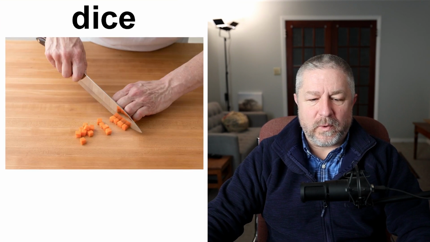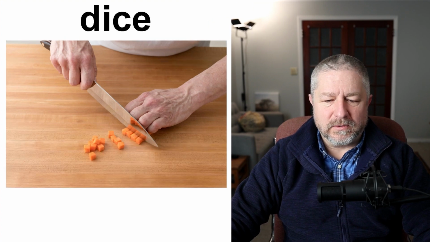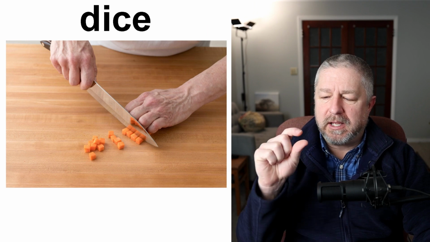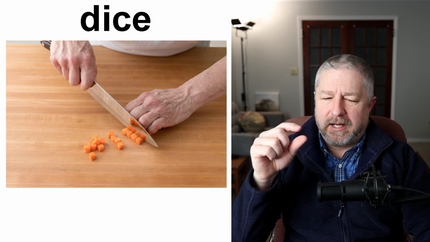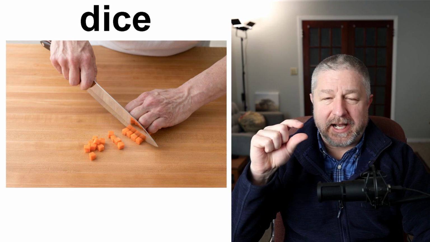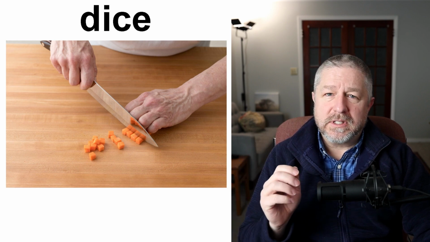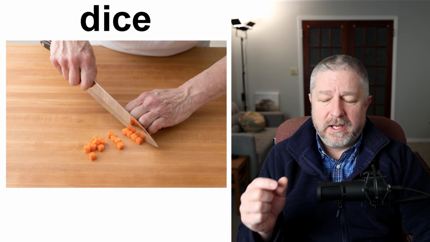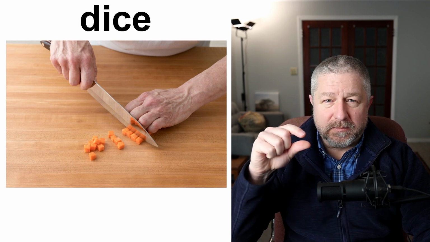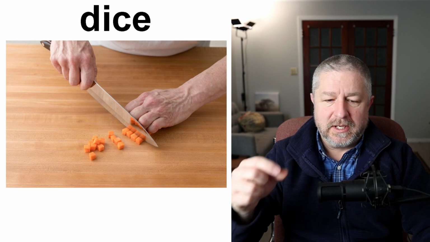Dice. So when you dice something, it's usually a vegetable. And when you dice it, if you look closely, the person is making tiny little cubes out of it. Or I was going to say squares, but they are cubes. So when you dice something, it's usually something like carrots. It might be something like celery. You're trying to make really small, uniform size pieces or cubes.